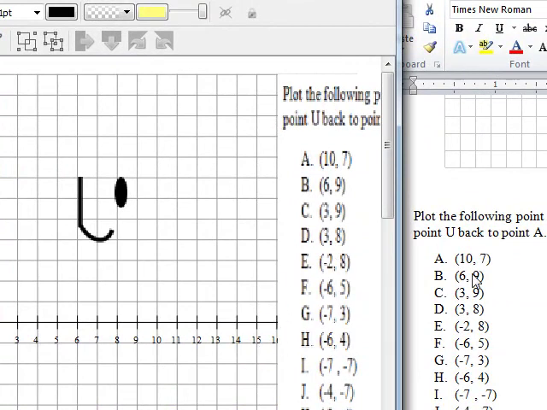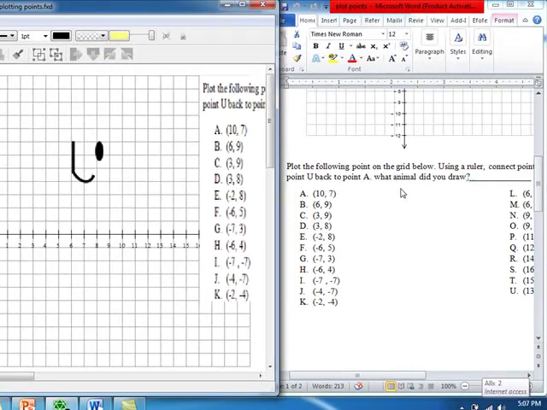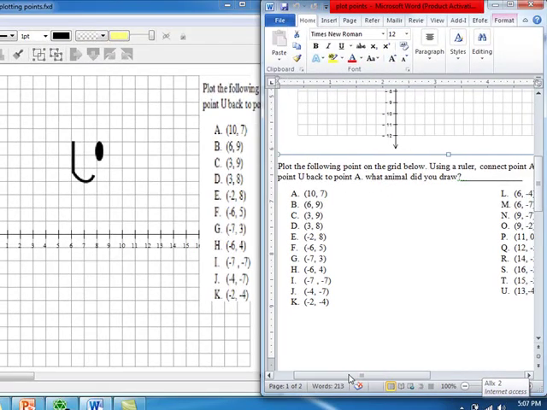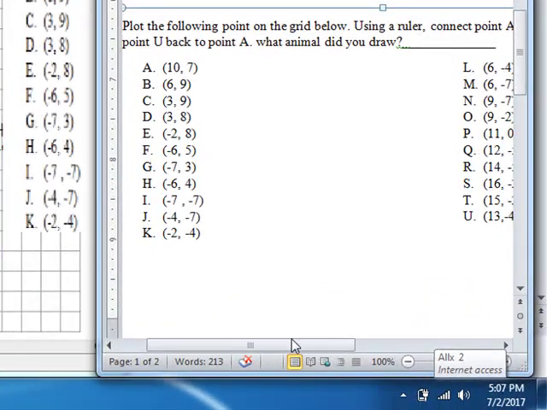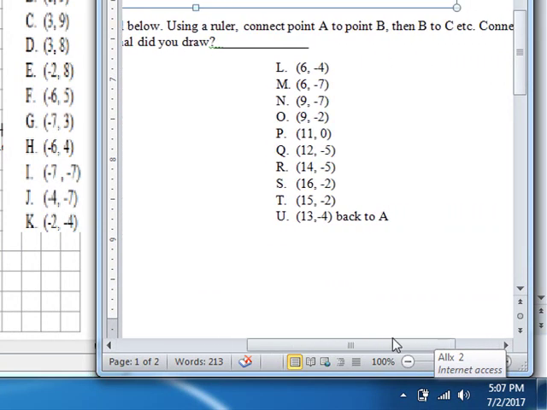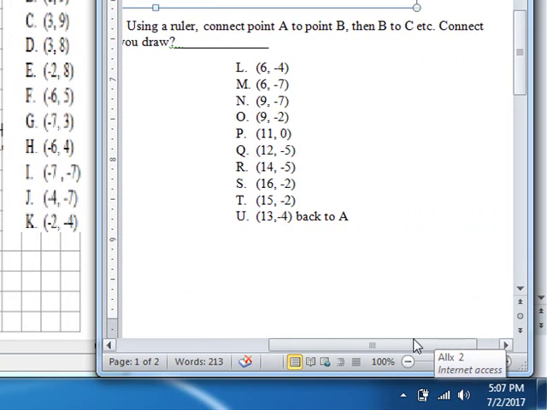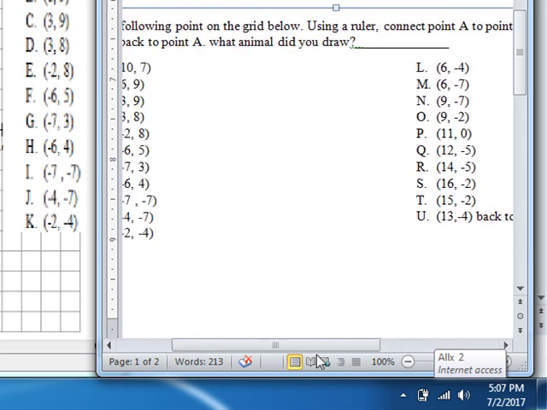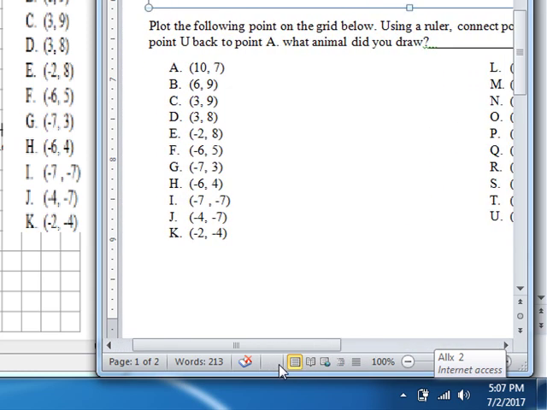But on the side here it says: plot the following points on the grid below, using a ruler to connect points A to B, then to C, etc. Connect point U back to point A. What animal did you draw?